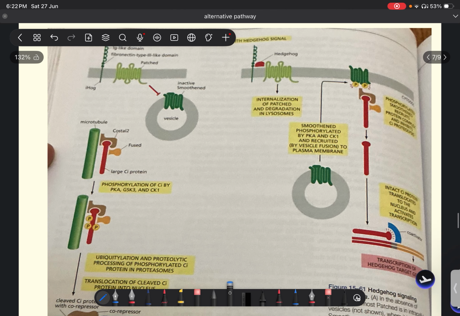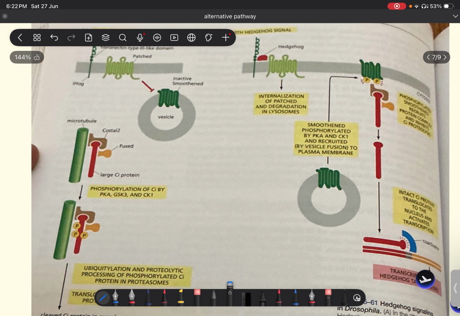Now, with hedgehog, it's very important to understand. So this is your hedgehog. This comes in between the ihog and patched. This causes this patched to be degraded. I am degrading this patched in lysosome. First you internalize this patched, then you degrade it in lysosome. So you don't have patched. So this smoothened, which is inactive, is now active. Comes out of the vesicle and sits here.